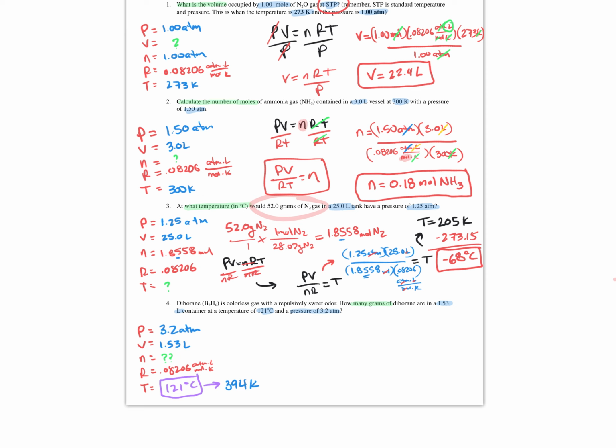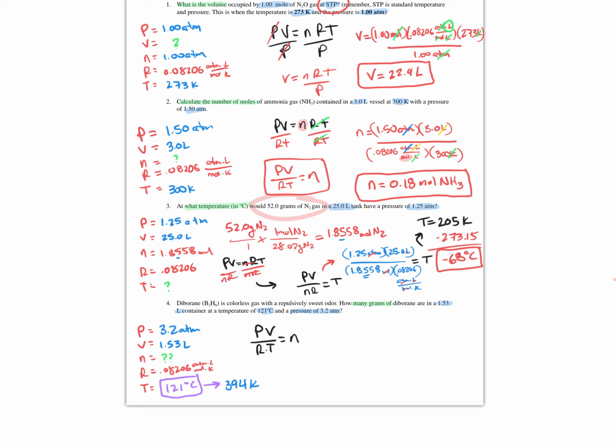We have a gas in a 1.53-liter container that is at 121 degrees Celsius of temperature. I'm going to have to convert that into Kelvin, just like before. The pressure of this gas is 3.2 atm, and the question asks how many grams of this substance there will be. Well, grams is not in our PV equals nRT, but moles is, and we know we can do moles to grams if we know the molar mass, and we were given the chemical formula for this diborane, so it's B2H6.